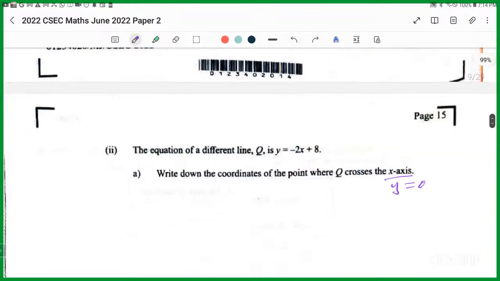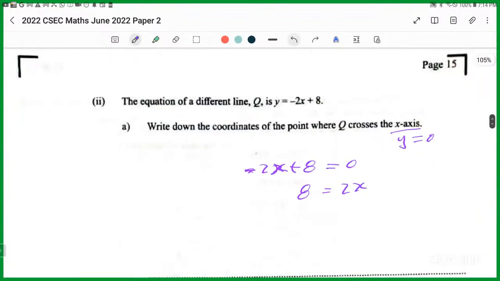Sorry, on the x-axis. So minus 2x plus 8 is equal to 0 on the x-axis. And so we can transpose this 2x over here, make it positive. So 8 equals 2x. And when we divide by the 2, you get x equals 4.